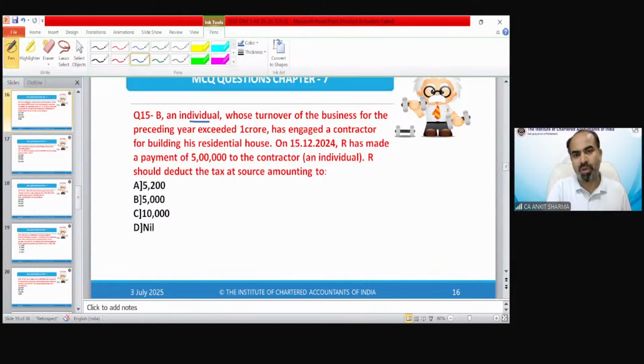Mr. B, an individual whose turnover of the business for the preceding year exceeded 1 crore, has engaged a contractor for building his house on 15 December 24. R has made a payment of 5 lakh rupees to the contractor. R should deduct the tax at source amounting to. So do we need to deduct tax in this case or not? Because that is work for a residential house, and under 194C, if the payer is an individual or HUF and the payment is for personal purpose, then there would not be any TDS. So the correct answer would be D in case of question number 15.